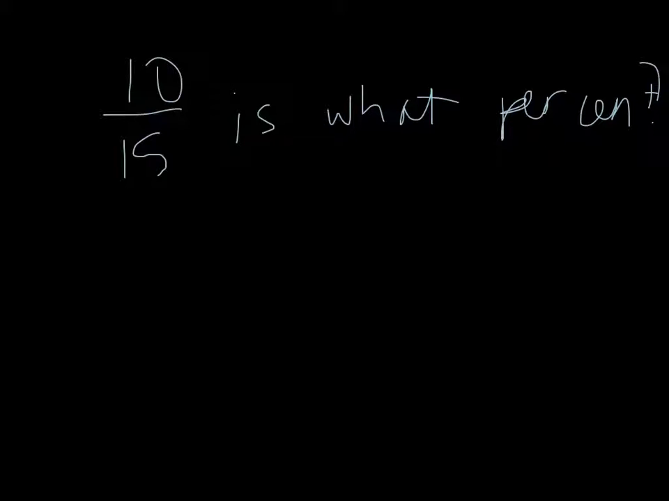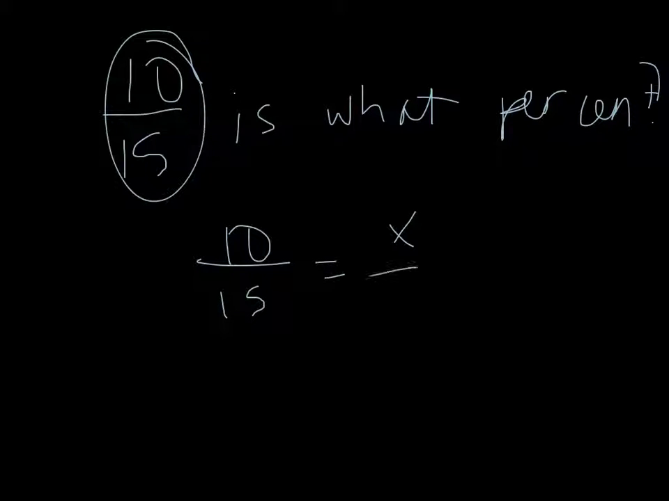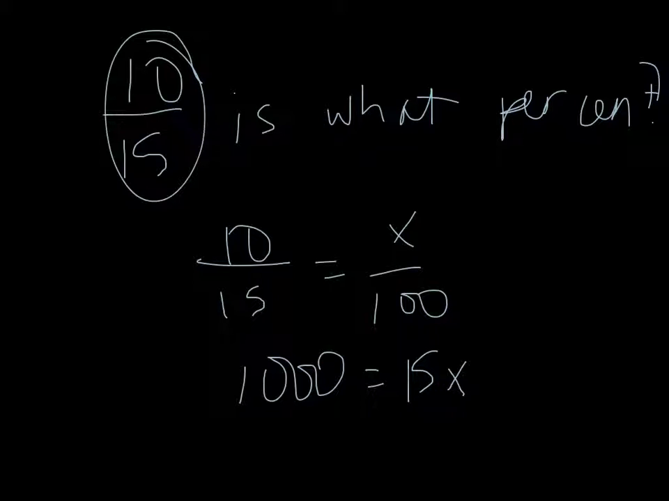So this time it doesn't say is over of, but it says what percent. So you know that the percent is what you're looking for. And you notice that this is already set up as a fraction. So it's simply 10 over 15 equals x over 100. And then when you cross multiply, you get 1000 equals 15x. And in order to find what x is here, you divide both sides by 15.